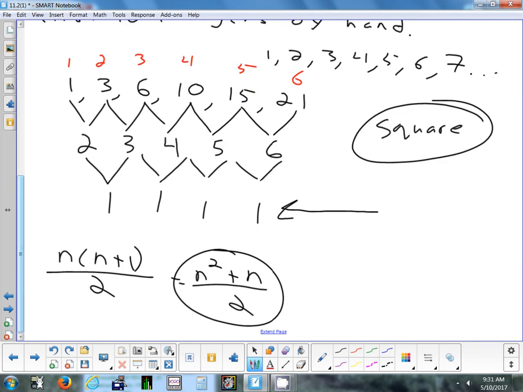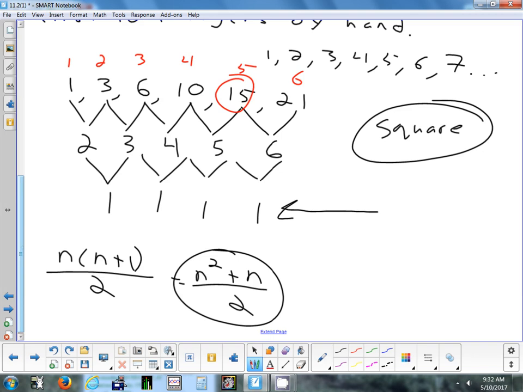Let's try it for 5. What's 5 squared? 25 plus 5? What's 30 divided by 2? There's that one. So now, if I wanted to know, what would I get if I add up the first 10 integers? And I didn't want to sit there and do 1 plus 2 plus 3 plus 4. I could just plug in 10. 10 squared is 100. 110. What's half of 110? 55. So if you want to add up the first 10 numbers, 1 through 10, the answer is 55.